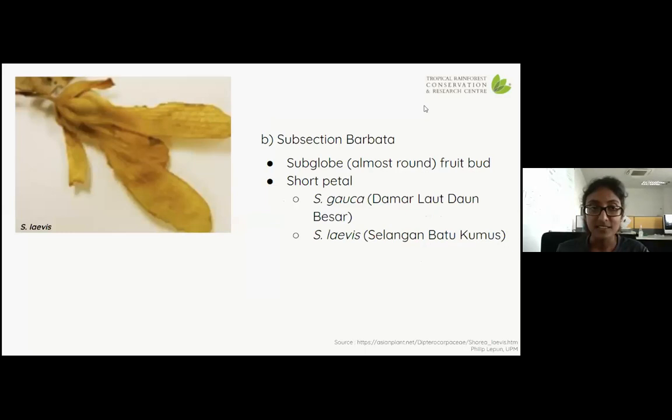So they are known as subglobose. And also the flower petals are short. So this is how you differentiate these two subsections. Examples are Shorea glauca and Shorea laevis. So for Shorea, there are many other examples.